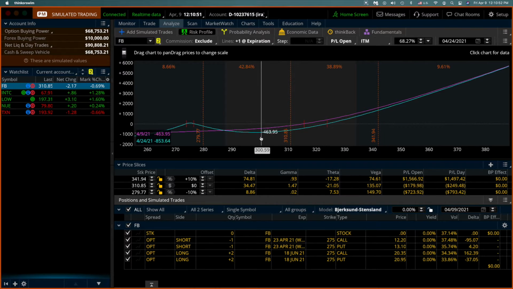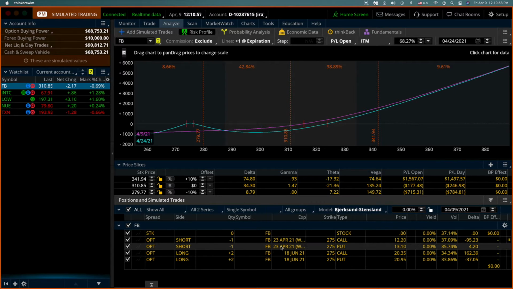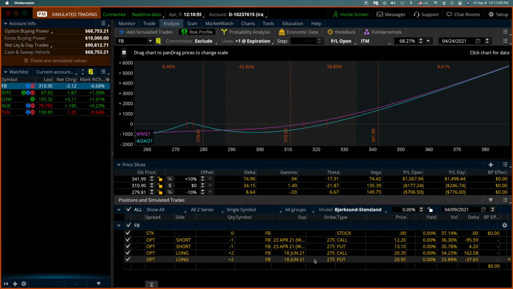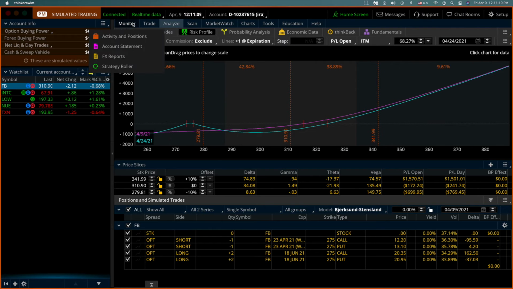Now I see that we're above the smiley face here, and on the expiration, there's plenty of time. And notice that my long calls are 275 strike price, and we are now at 310. Well, you can begin to take profits if we have profits.